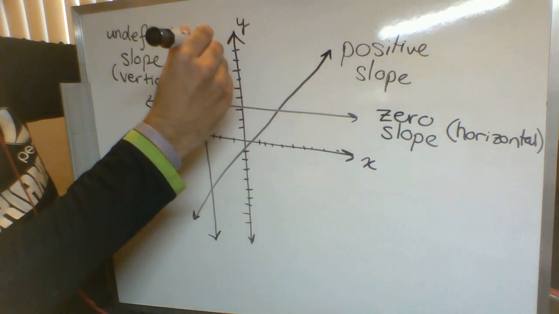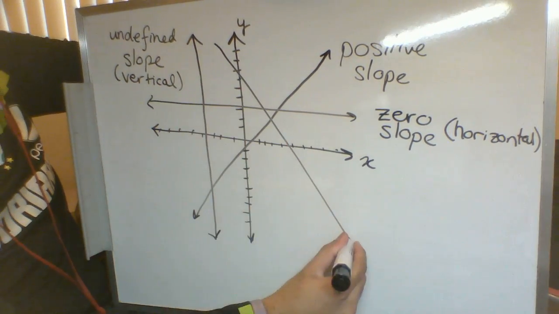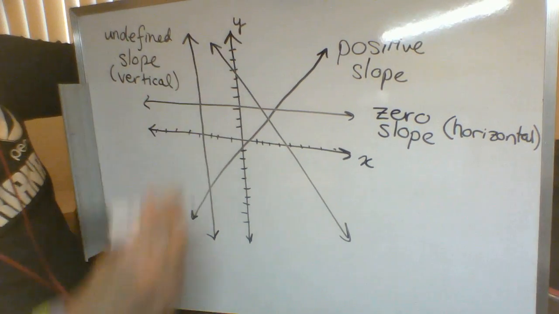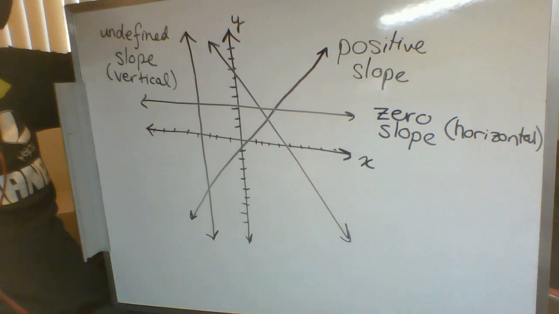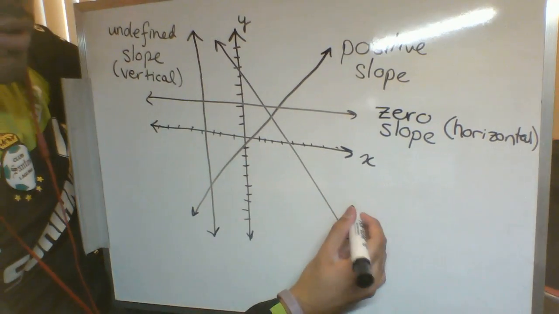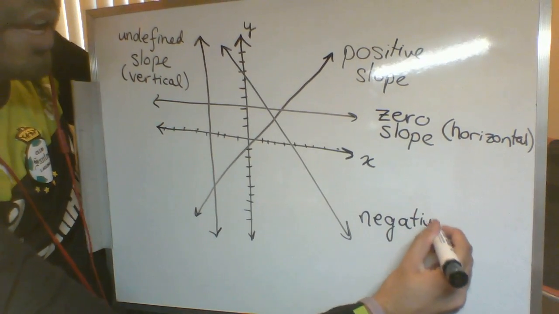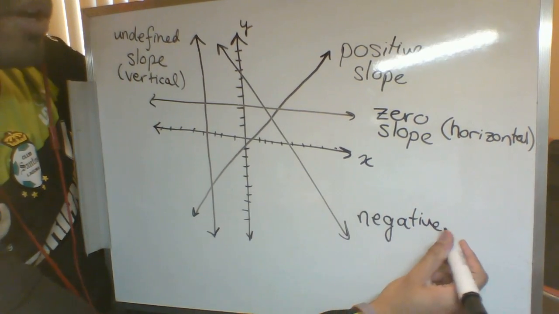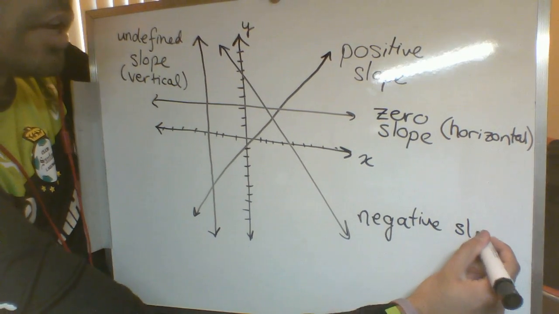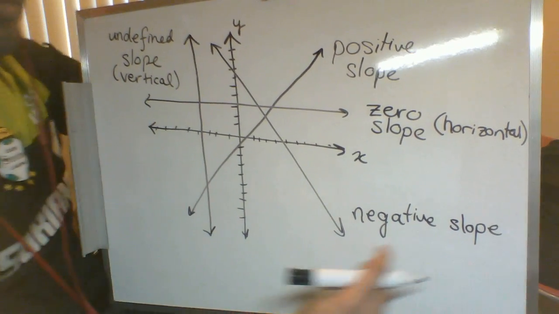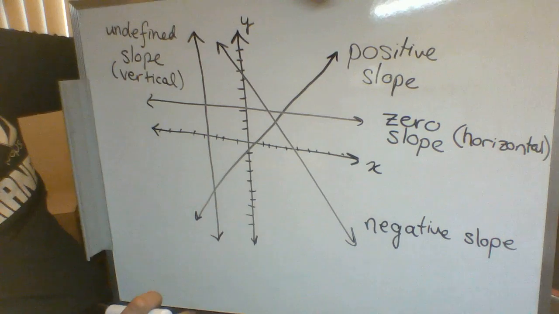That would be if we had a line that looks something like this, let's say. So it's a diagonal line, but it's pointed in the opposite direction. That is a negative slope. Instead of being pointed from the bottom left to the top right, it's from the top left to the bottom right of the diagram.